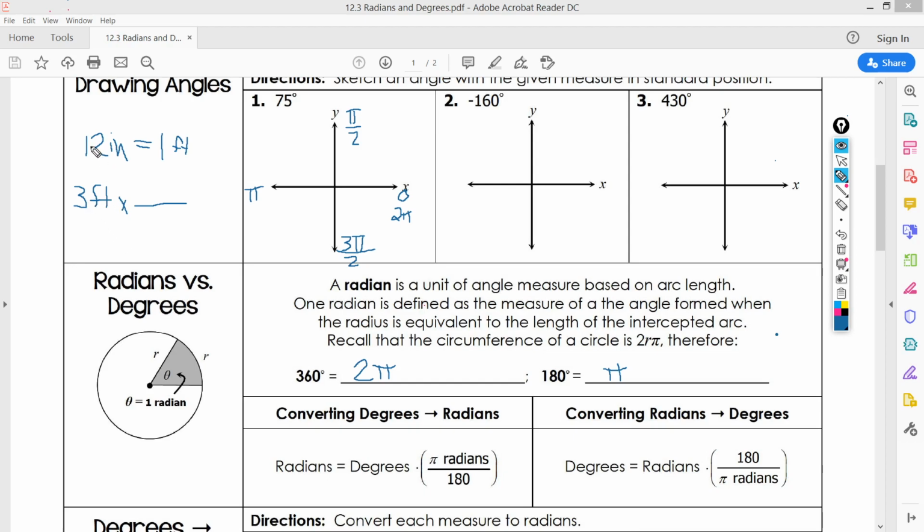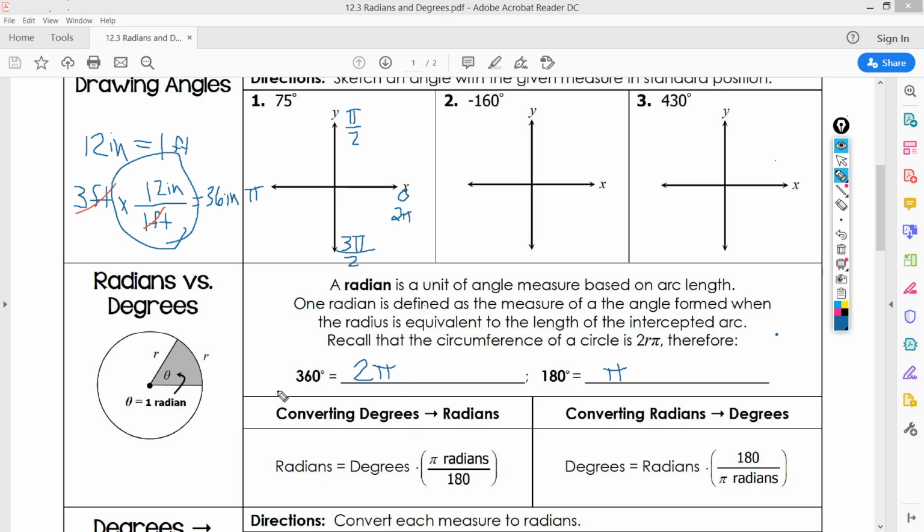So 3 feet, and then what's my ratio? My ratio is 1 foot to 12 inches. So I put my 1 foot on the bottom and my 12 inches on top. And what happens here is my feet cancel, and I now do 3 times 12, which is 36 inches. So 3 feet is the same thing as 36 inches, and I just had to use my ratio of inches to feet to convert those units.